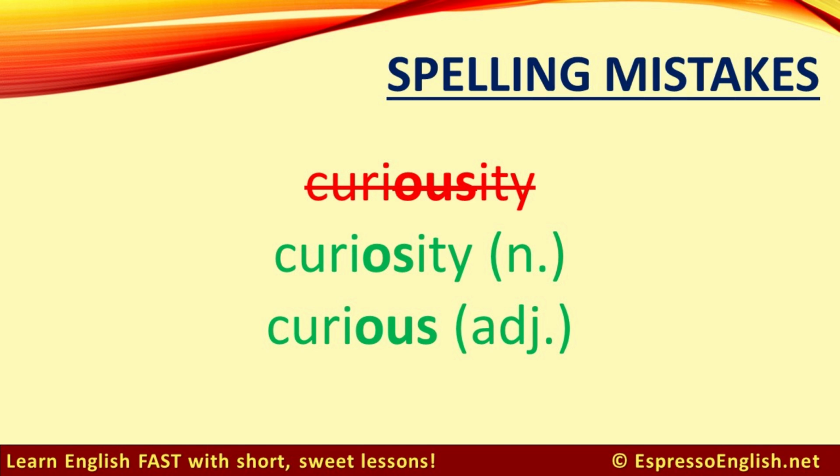So the adjective form is curious. The first syllable is strong. He was a curious boy. And in the noun form curiosity, the third syllable is strong, os. His curiosity got him into trouble.